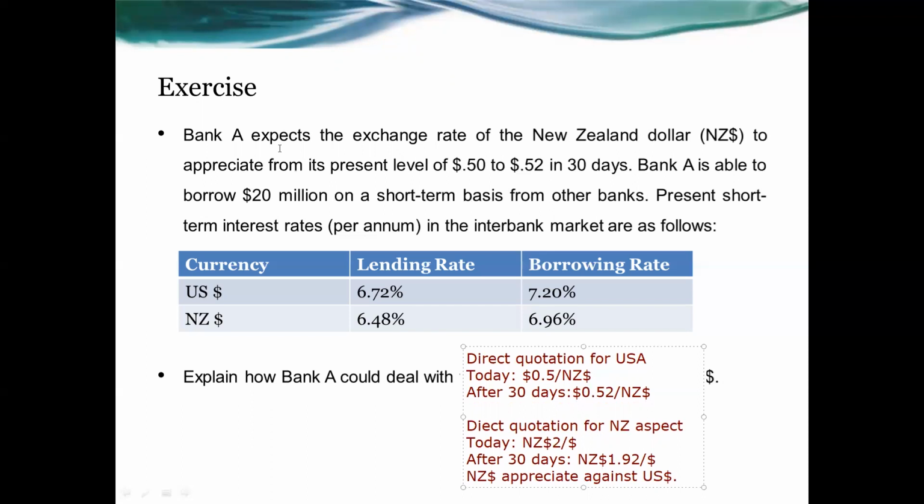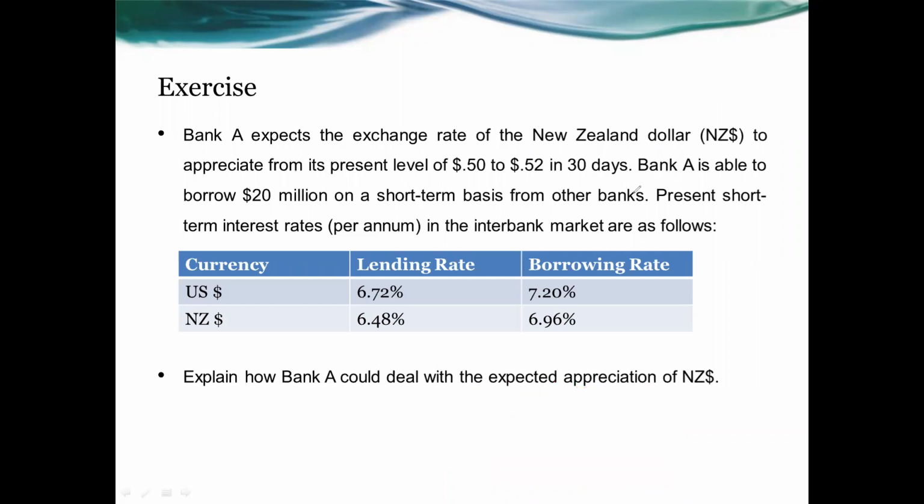The bank expects the exchange rate of the New Zealand dollar to appreciate from its present level of $0.50 to $0.52 in 30 days. Now you can see how it is appreciating here. Now let's see what this anticipation means.